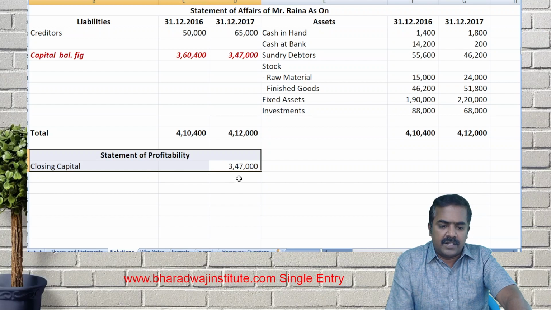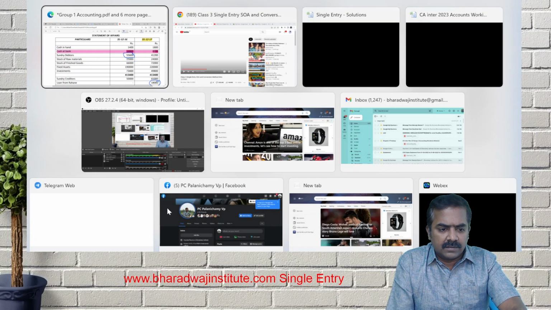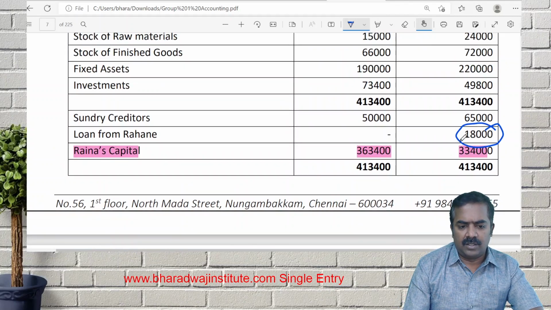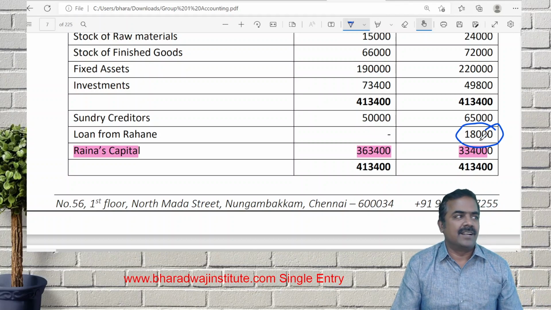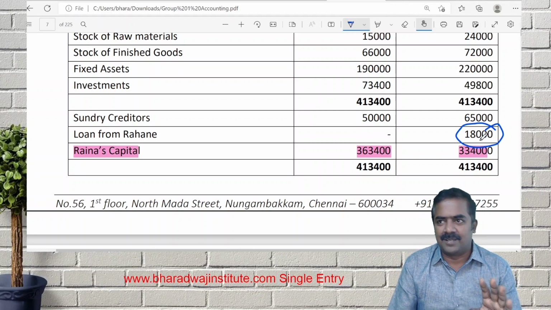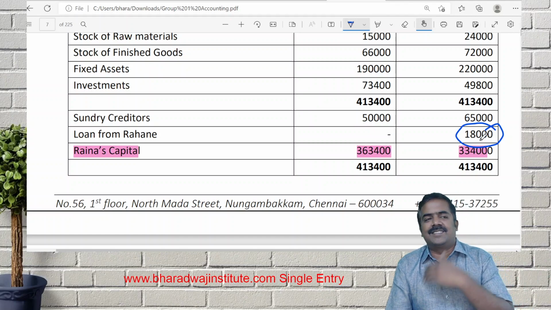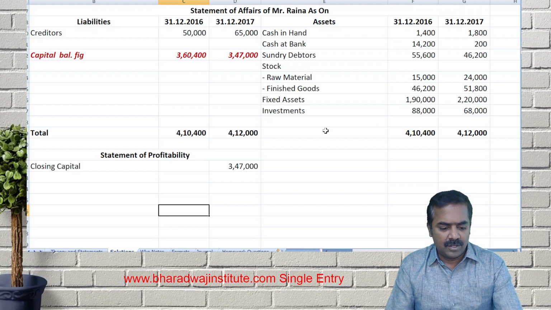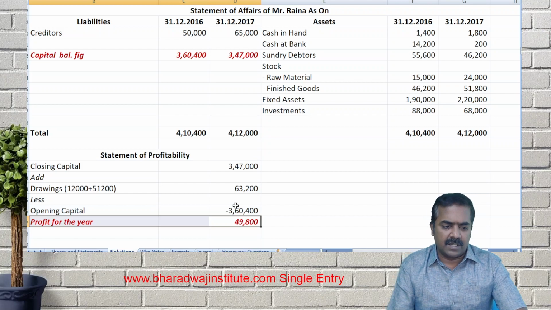Closing capital is 3,47,000. Add drawings, both income tax and, apart from that, household and personal expenses. The loan from Rahini is not recorded in business, and it is not a business record, so that is already eliminated; do not bring it into drawings. Okay, loan from Rahini is not recorded as a business income or business receipt. So when it is paid, it is taken as a personal receipt already. When something is paid for personal expense from that, please ignore. Both the loan as well as that personal expense will be ignored. So tax and the other one, 63,200 comes, minus opening capital will give us net profit for the year.